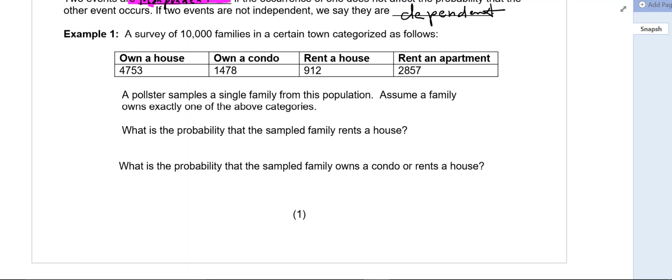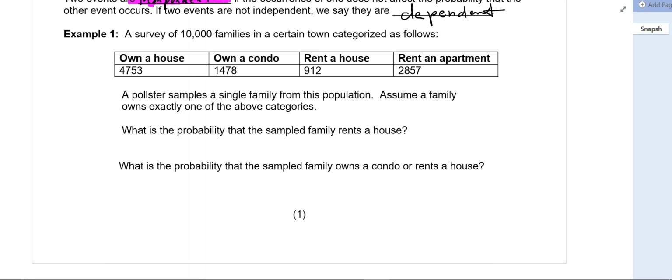We have a survey of 10,000 families in a certain town, and they're categorized as follows. They either own a home, a condo, rent a house, or they rent an apartment. A poster samples a single family from this population. Assume a family owns exactly one of the above categories, so there's no overlapping. That's important.